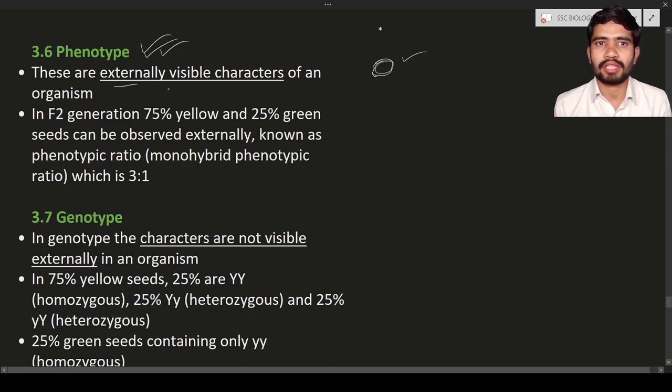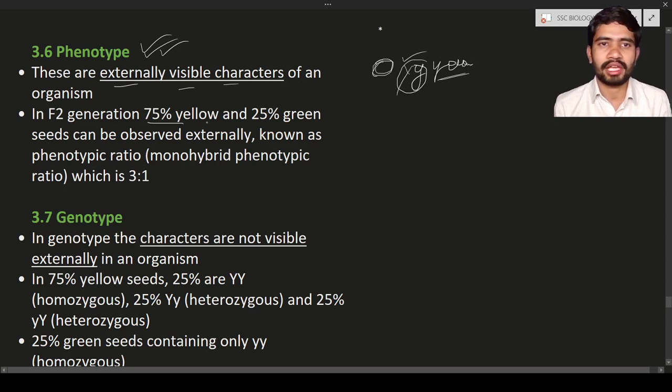External means on the outside, so what the seeds have. Visible means you can see these characteristics. What are the characteristics? It may have the yellow color or it may have the green color. Yellow, capital Y small y, what does it mean? It is nothing but yellow colored. Next, in the F2 generation, 75% will be yellow colored.